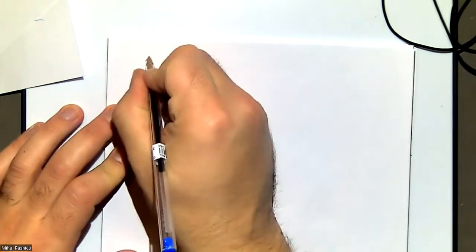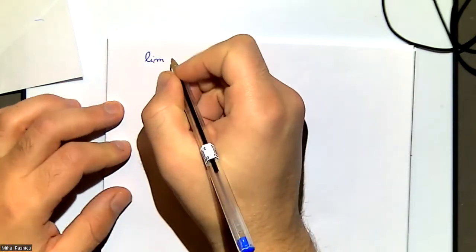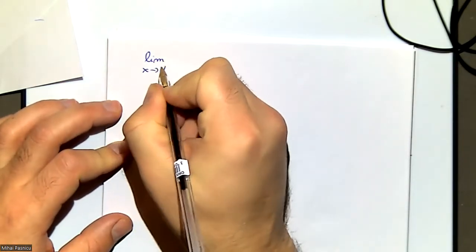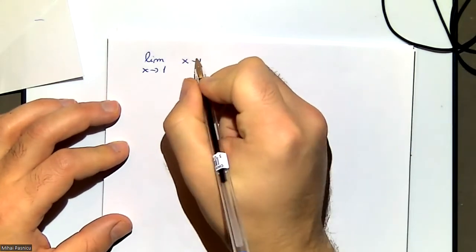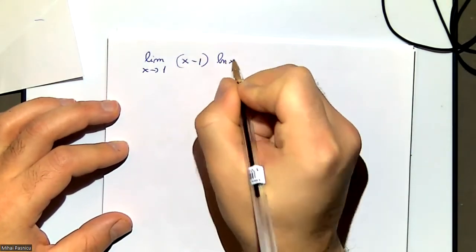Next one is the limit when x goes to 1 of x minus 1 over ln of x.